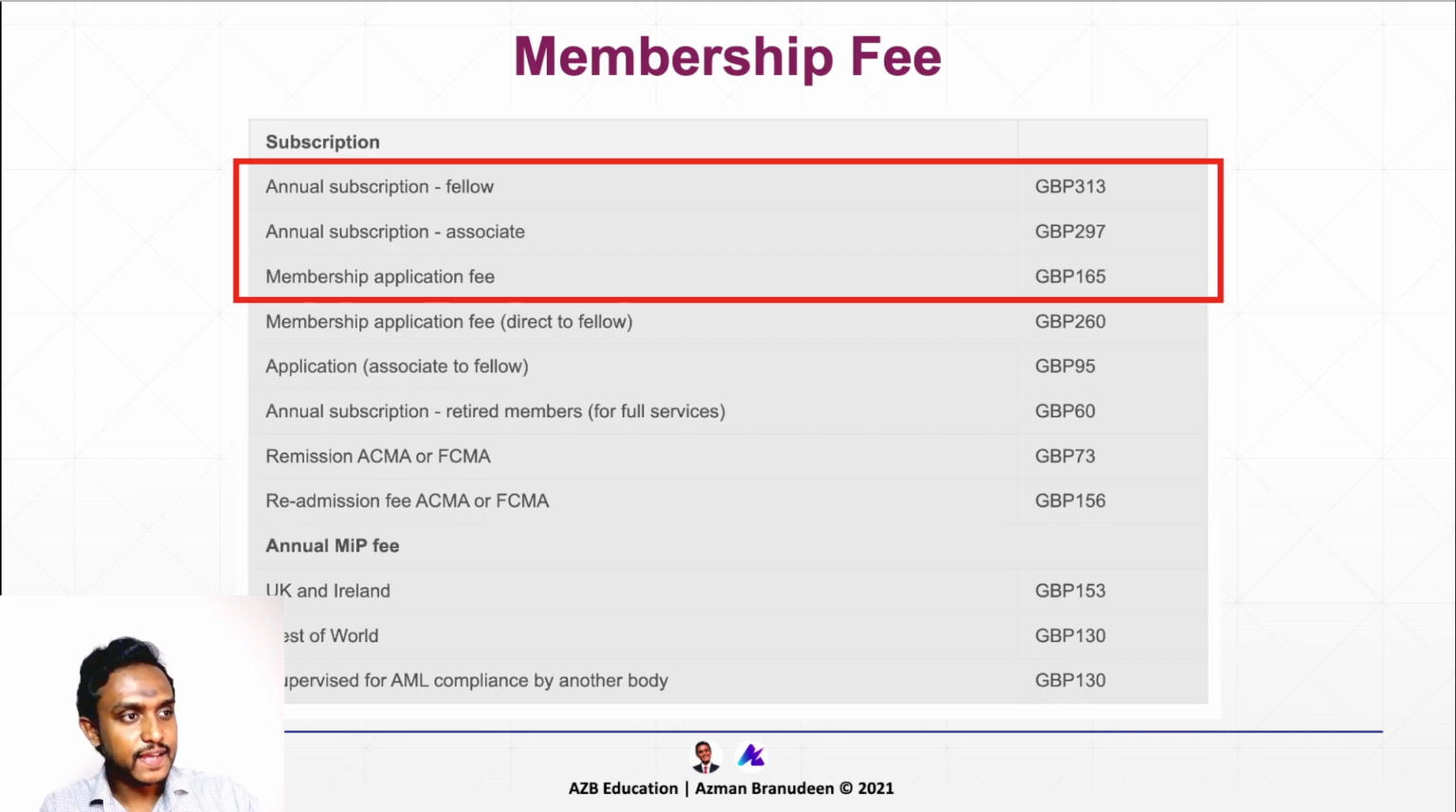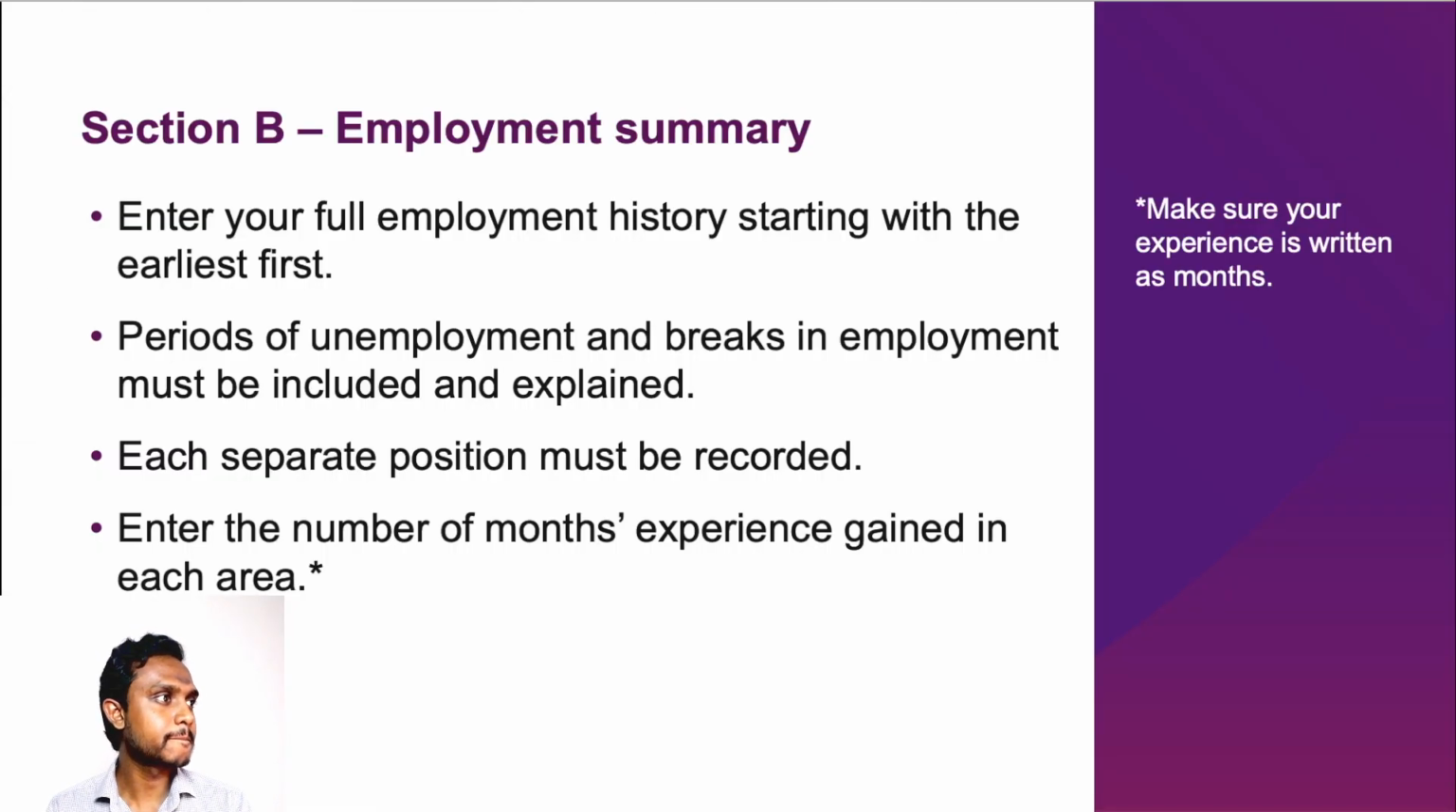That is a quick reminder. You will notice that there are other elements here, like the membership application fee when you apply to fellow. Normally it's £165, but to directly apply to fellowship, you have to pay £260. But this video doesn't really focus much on applying for fellowship, much more on applying for initial membership or associate membership of CIMA. Let's proceed.